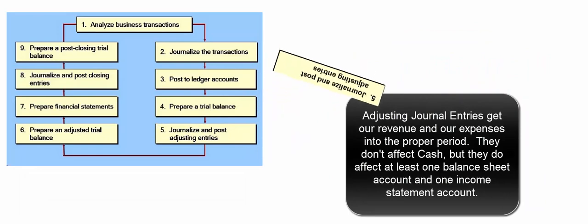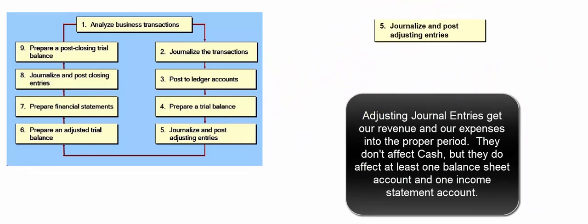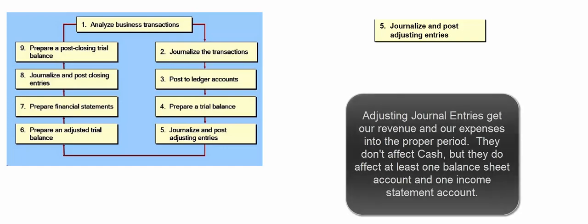Step 5 is about adjusting journal entries. They're simply journal entries that get our revenue and our expenses into the right period. They never affect cash. They aren't triggered by real events in the real world. They're triggered by the passage of time or by us looking at a list that reminds us that we have to make these adjusting journal entries.